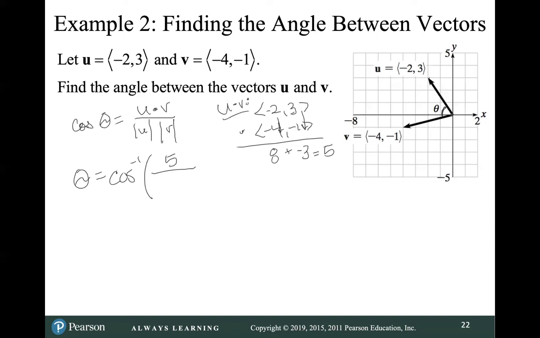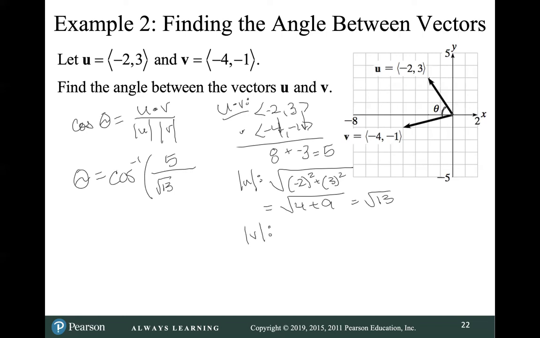Now I need the magnitude of u. To find the magnitude, we take the square root of each component squared. So that's the square root of 4 plus 9, which is the square root of 13. And then the magnitude of v. So that's the square root of each component squared and add them together. So that's 16 plus 1, which is the square root of 17. That I'm going to put directly into my calculator.